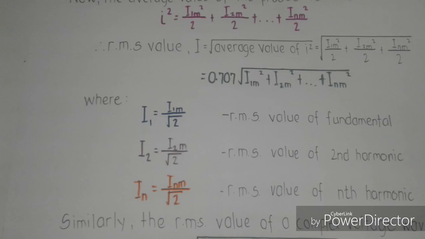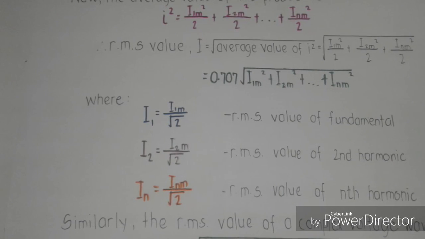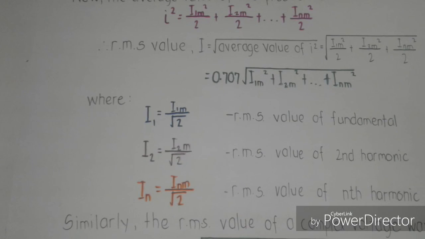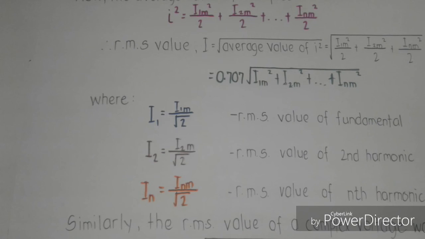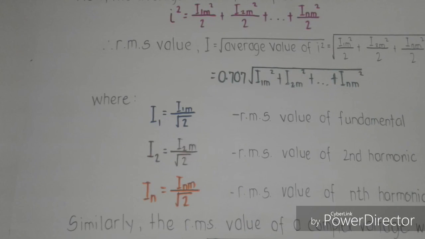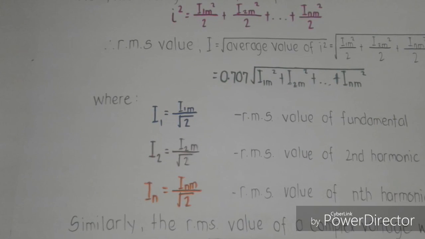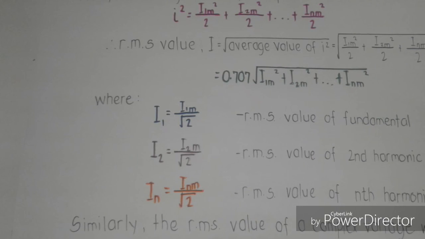Similarly, the RMS value of a complex voltage wave is voltage E equals 0.707 times the square root of E sub 1m squared plus E sub 2m squared and so on.